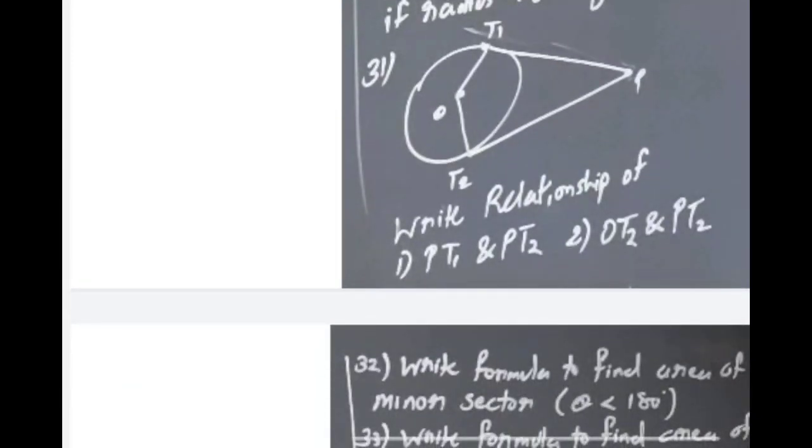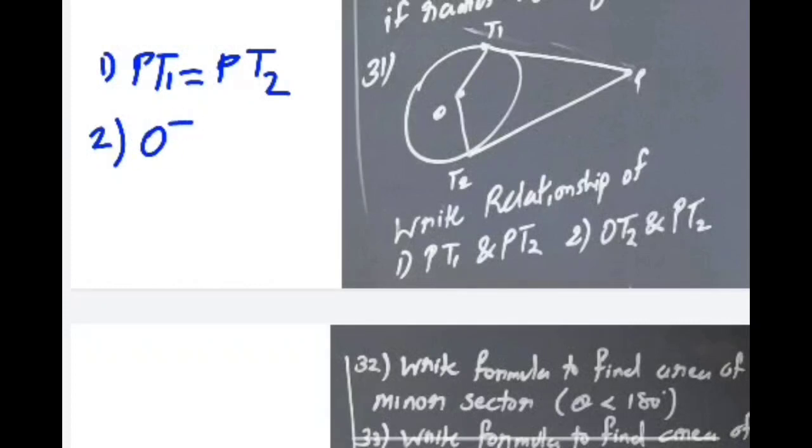Now write relationship of PT1 and PT2. So according to the theorem, PT1 will be equal to PT2. Secondly, that is theorem 10.2, right? Then OT2 and PT2, the relation between tangent and radius will be that they are perpendicular. Okay, by theorem 10.1. So this is how you can write.